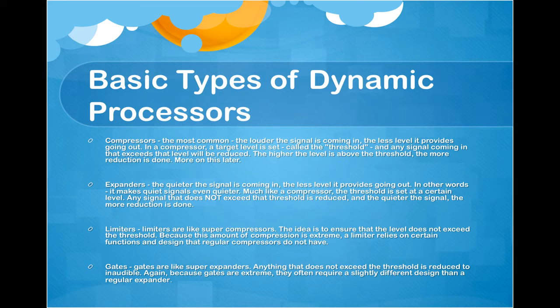The next one is limiters. Limiters are like super compressors. The idea is to ensure that the level does not exceed the threshold. Because the amount of compression is extreme, a limiter relies on certain functions in its design that regular compressors do not have.